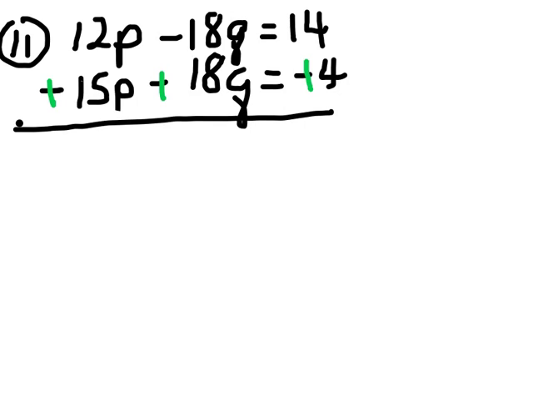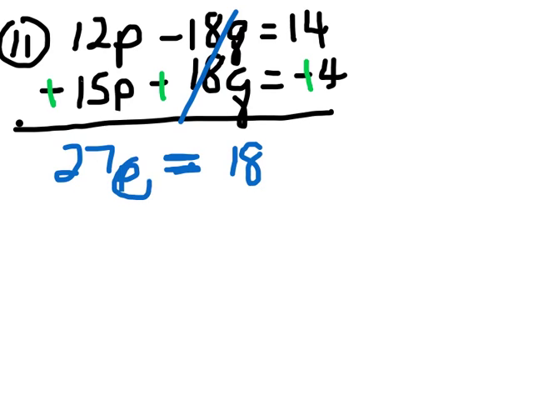And now all you got to do is add them together, right? What's 12p and 15p? 27p, thank you. And these add up to 0. Oh, this is not going to be nice. 14 and 4, did I copy that right? I did. 14 and 4 is 18.